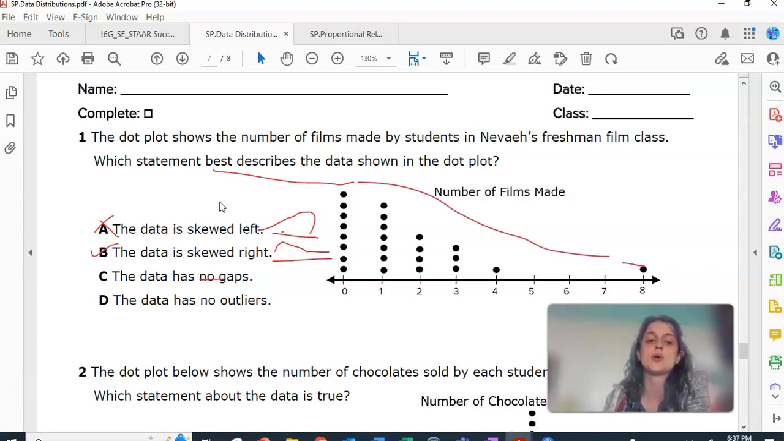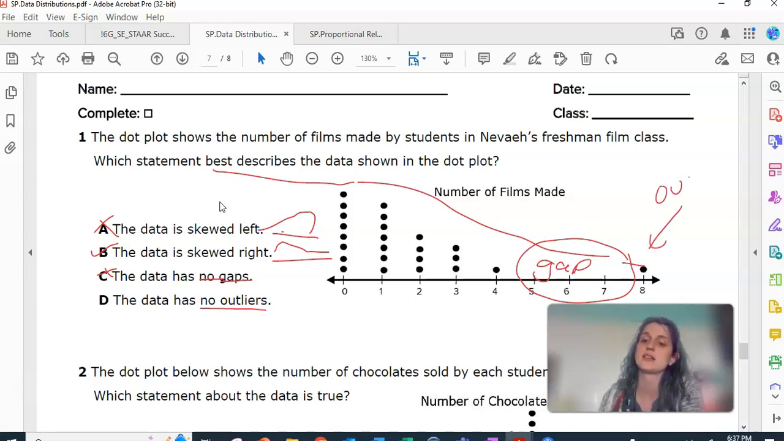The data has no gaps. Gaps are empty spaces. I see a big one right there. That's a gap. So that is not true. The data has no outliers. Well, by definition, if you have a gap, it means you got something that's pretty far away from everything else. That is an outlier. So it is not true that there are no outliers. Our answer is B.